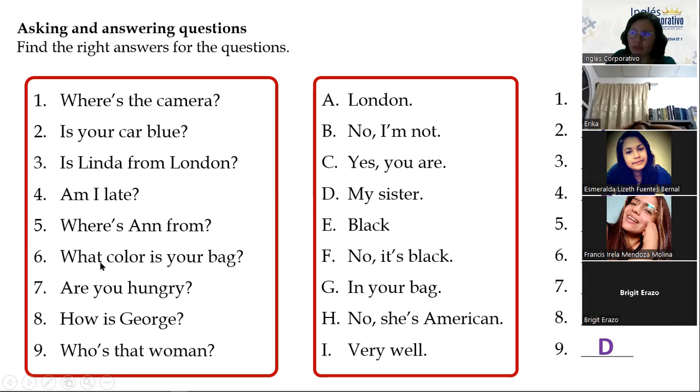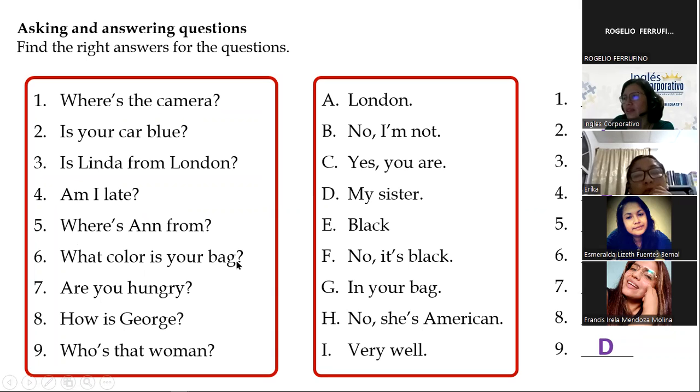What es para cosas, ¿verdad? What color is your bag, right? What color is your bag is number six, letter E, black, right? So for things. Dígame, Rogelio.